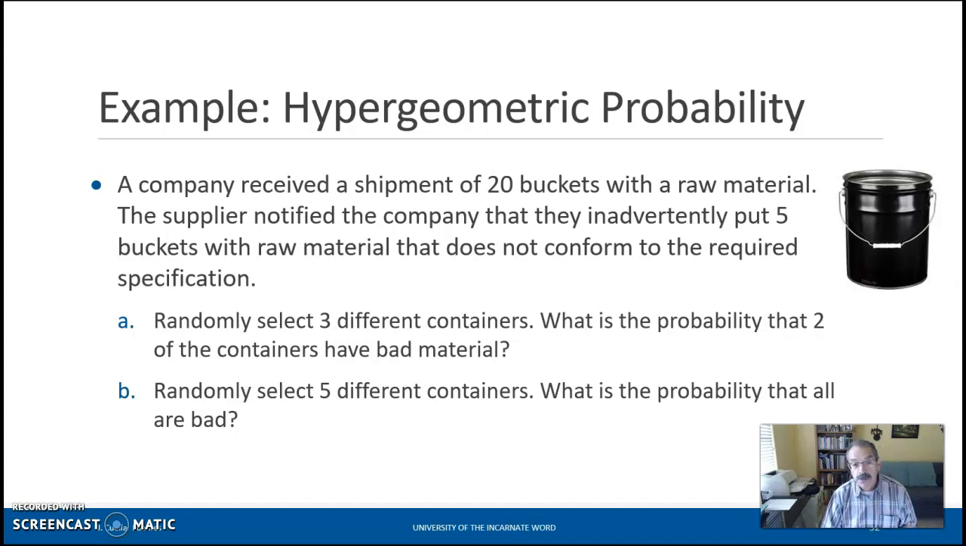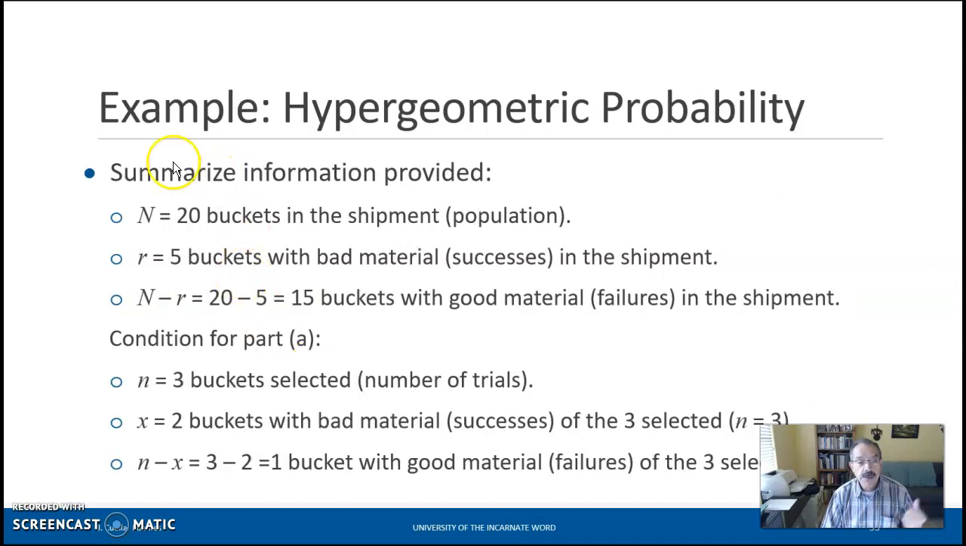All right, let's look at these 2 cases. In the first case, as we said before, capital N is 20 buckets, lowercase r is 5, the 5 successes, so 5 buckets with bad material, and N minus r, that means 20 minus 5, there are 15 buckets with good material in the population. So for problem A, we are selecting 3 buckets, and we have 3 identical trials. We're looking for the probability of finding 2 buckets with bad material, and therefore there is only 1 bucket with good material in the sample of 3.